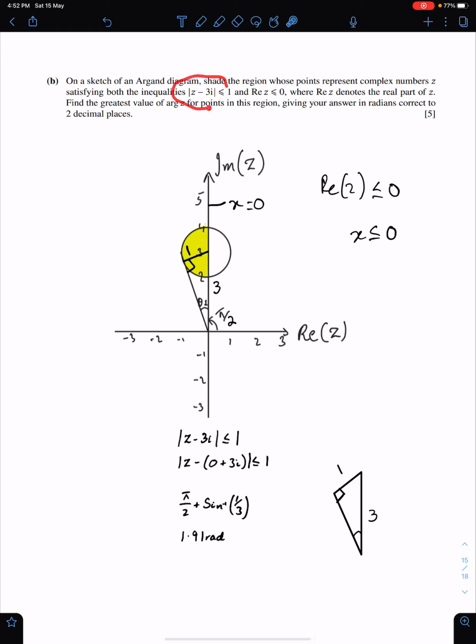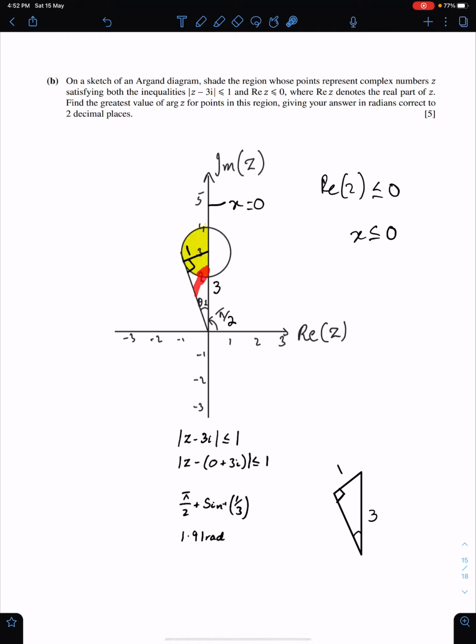So this is the inequality of the circle, and according to this inequality, you need to draw a circle with center 3i and radius 1, and shade inside the circle. Number 2, this is the line x less than or equal to 0. This is the line x equals 0, so you need to shade this part. Less than or equal to 0 means this side. So this is the required region.